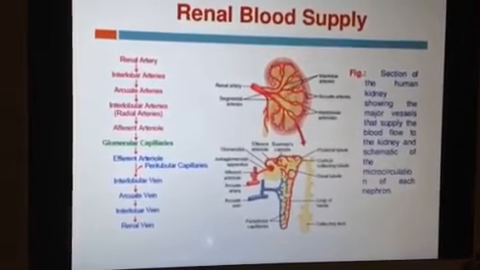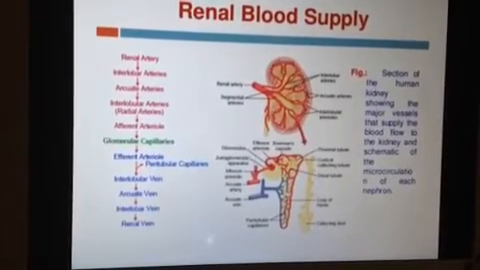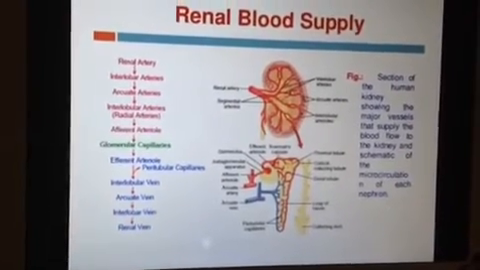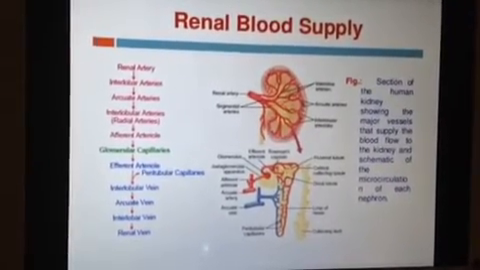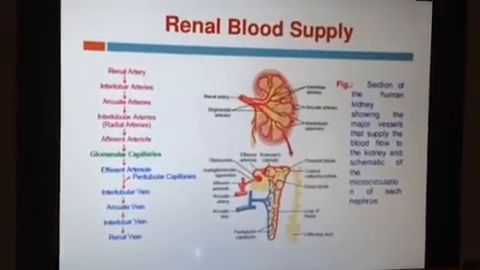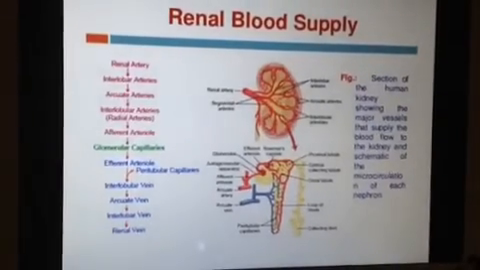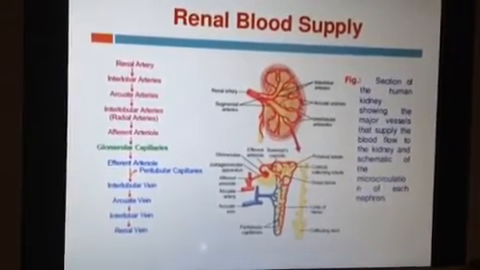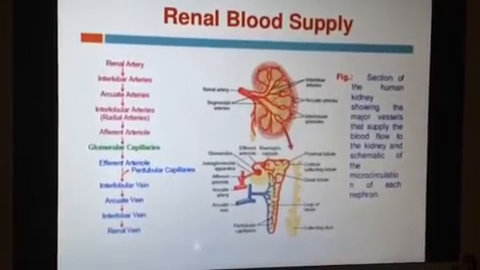And then you'll see it going down into the second picture at the bottom, and you get the afferent arterioles going into this Bowman's capsule, which contains the glomerulus and those capillaries, and then out the efferent arteriole, and backwards through interlobular veins, arcuate veins, interlobar veins, and then renal vein.